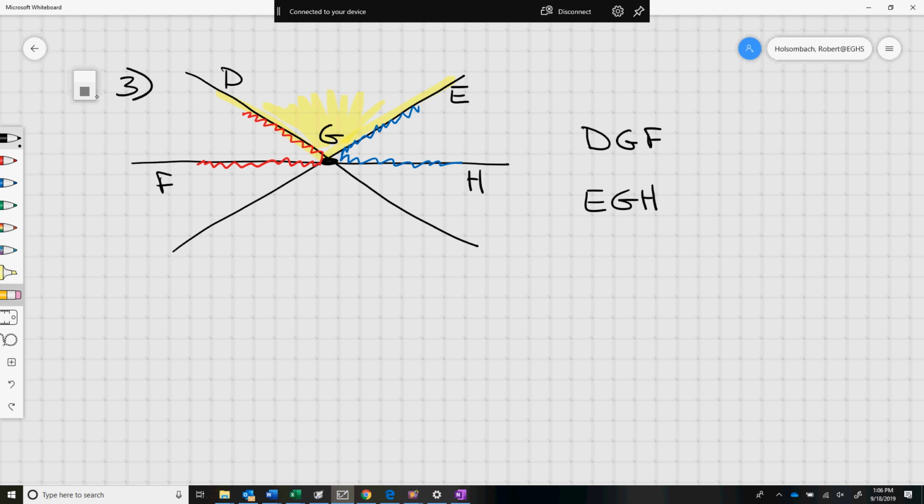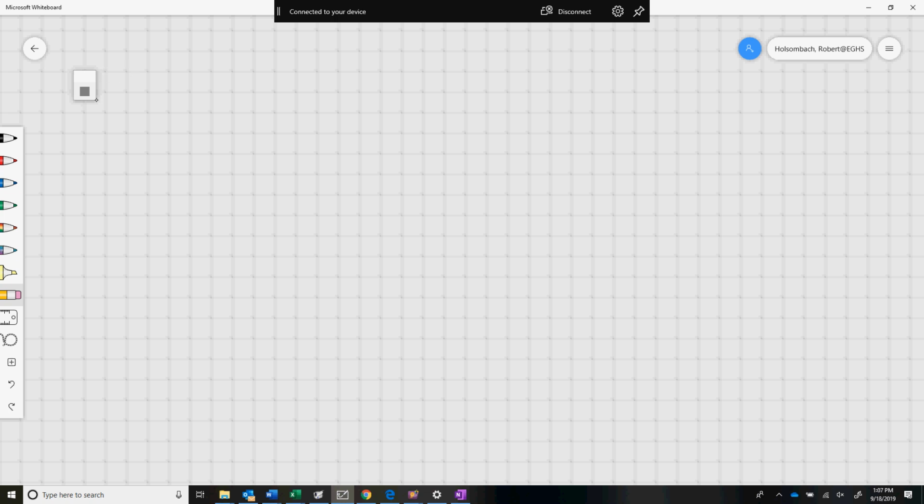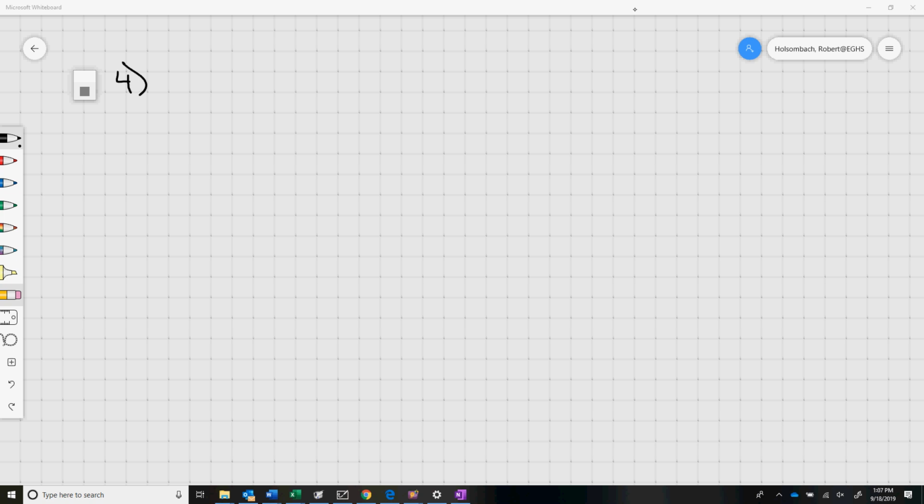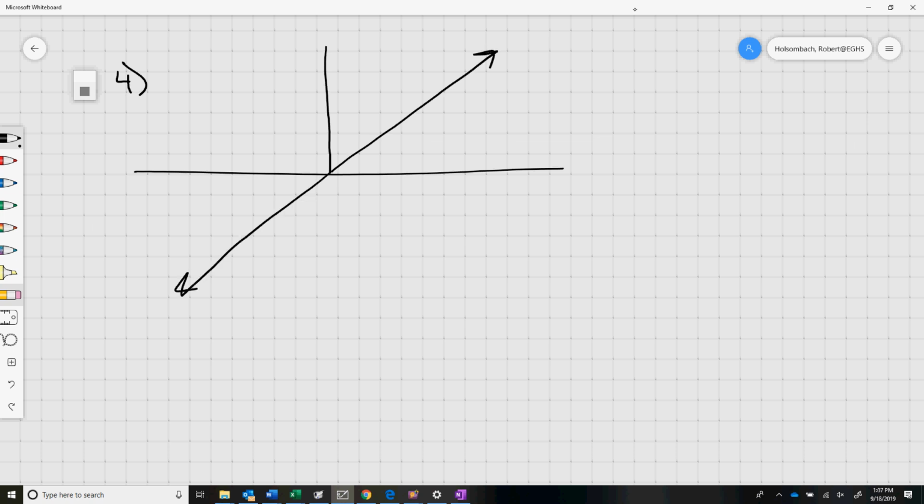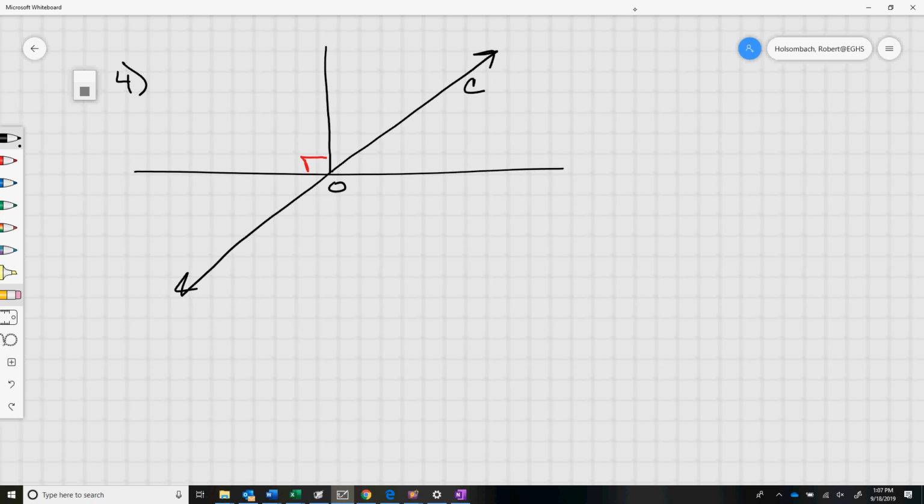Number 4. Name an angle complementary to COD. COD is right here. Highlight it. All right, complementary to COD. Complementary means sums 90 degrees.